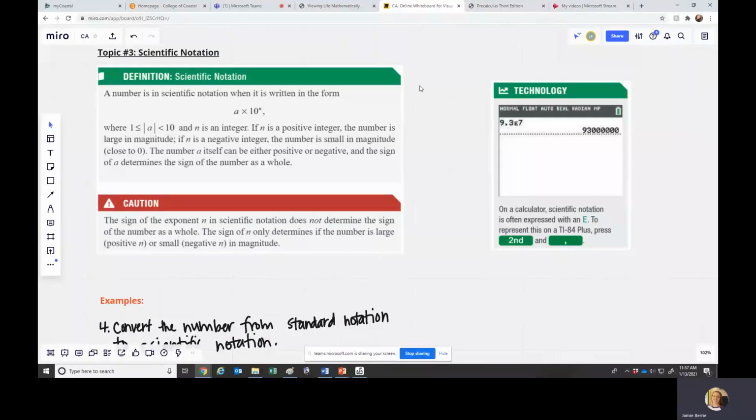Alright, so where we left off, we were right here at scientific notation. I'm going to read the definition of scientific notation to you, talk about the little word of caution at the end, and then we'll do some examples.